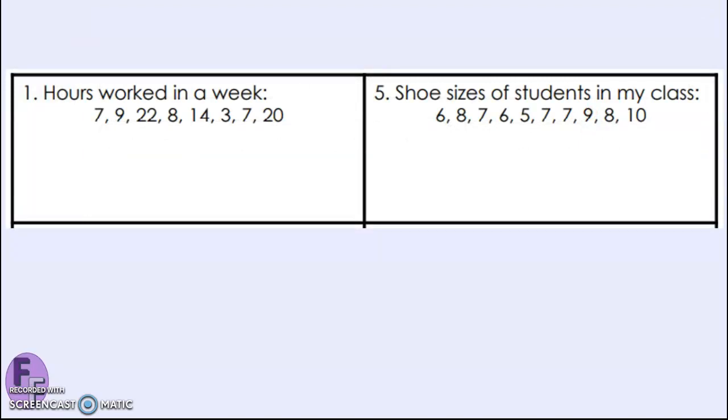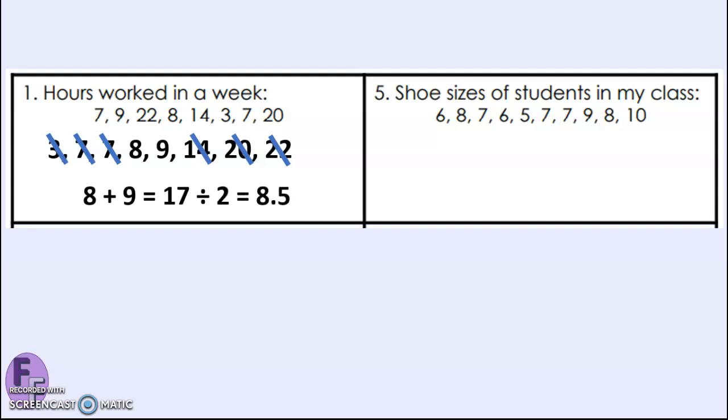Here's 2 more examples. List the numbers in order from smallest to largest. Cross the numbers off. One moment. Continue crossing off the numbers from least to greatest, 1 from each side, until you find the middle. In this case, we've crossed 3 numbers off on each side, so we have 2 numbers in the middle. Add the 2 numbers together and divide by 2. The median is 8.5.